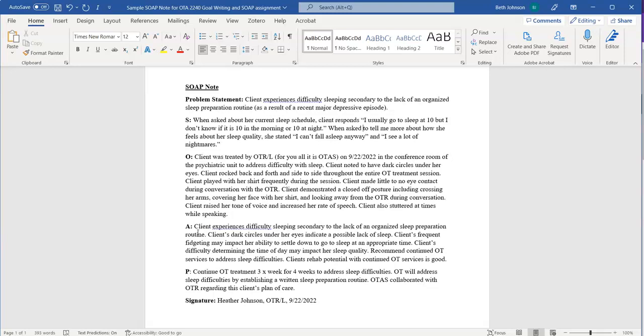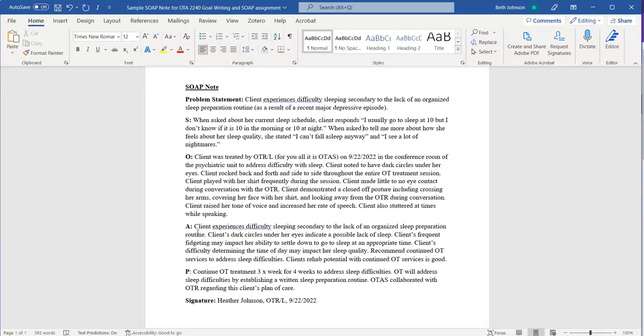So as you can see in each of those sentences, so the second sentence about the dark circles, the sentence about the frequent fidgeting, both of those things were seen in the O section. Then client's difficulty determining the time of day, that was established from the S section in her statement about going to sleep at 10 but not knowing if it's 10 in the morning or 10 at night. So that's showing you that I'm taking the information from the S and the O and I'm interpreting how it's affecting her functionally in the A.